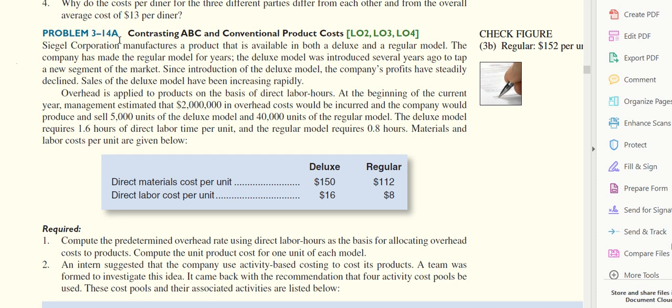So they have an estimated 2 million in overhead costs, and 5,000 units for the deluxe model, 40,000 units for the regular model. The deluxe model will require 1.6 hours of direct labor time per unit, and the regular model will require 0.8 hours. Materials and labor costs per unit are given below. Overhead is applied to products on the basis of direct labor hours. That will be our allocation base.